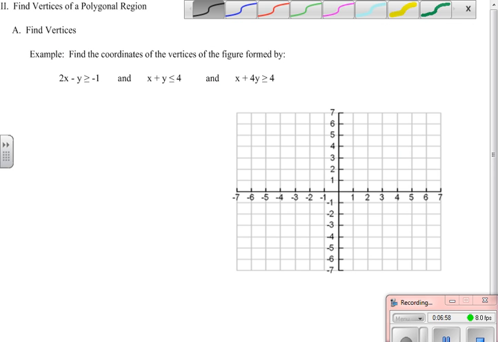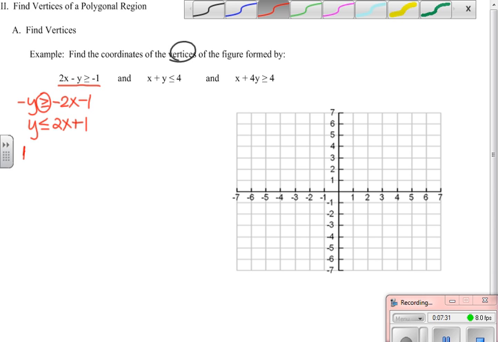Now, one other thing we can do with inequalities is find the vertices of a figure, meaning the corners. Now, if I have 3 inequalities, I'm pretty sure that's going to become a triangle. So if we look at this first one, it is not in slope-intercept form, so I need to solve it. So I'm going to have negative y is greater than or equal to negative 2x minus 1. I'm going to multiply by negative 1, or remember what I need to do there. Y is less than or equal to 2x plus 1.